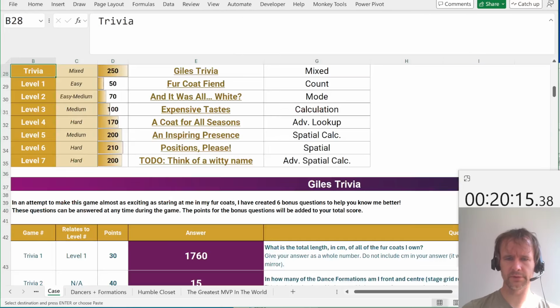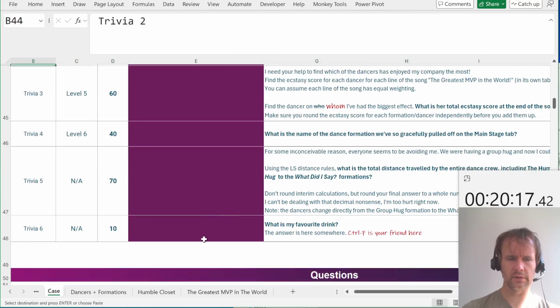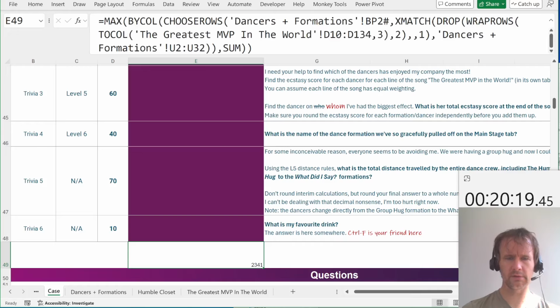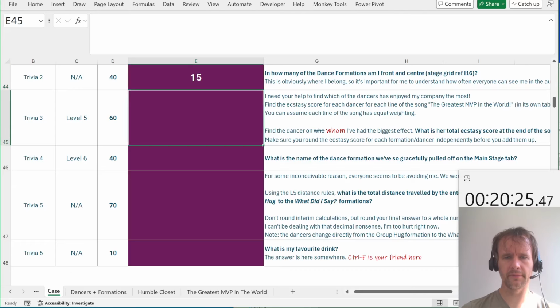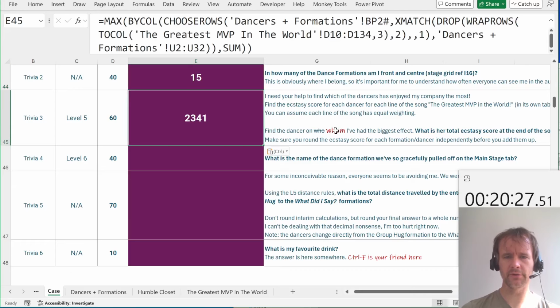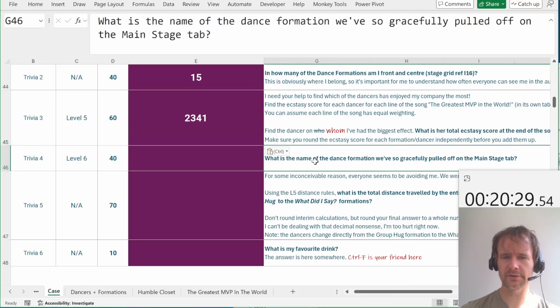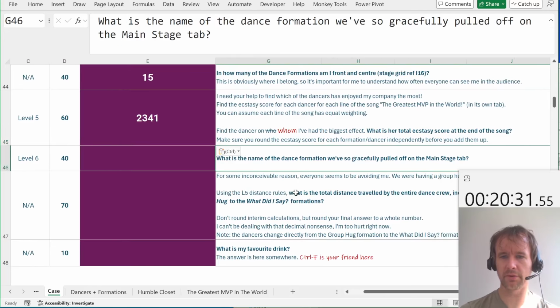Soon find out. Oops. There are 6 bonuses. Okay. No, one of them has. Anyway, okay. I'm enjoying the notes marked here. What is the name of the dance formation we've so gracefully pulled off on the main stage tab?